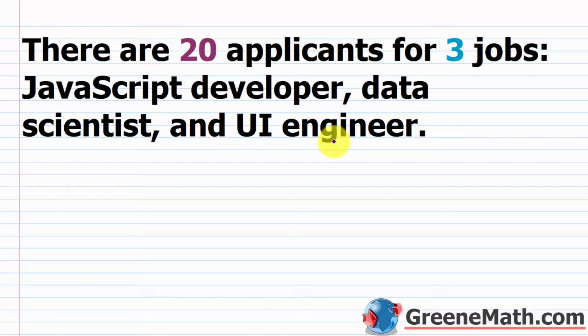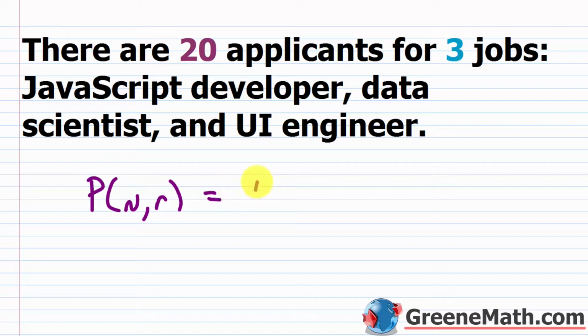Here the order is very important to us because it's a different result if I get a job as a JavaScript developer versus a job as a data scientist. So because the order is important, we use the formula for permutations, and that's a real easy formula. It's P, and then parentheses, N comma R. The N here is going to be the 20. The R here is going to be the 3. We'll fill that in a minute.